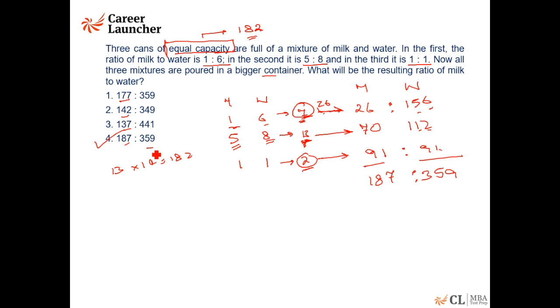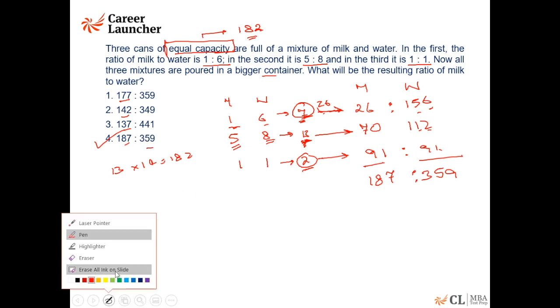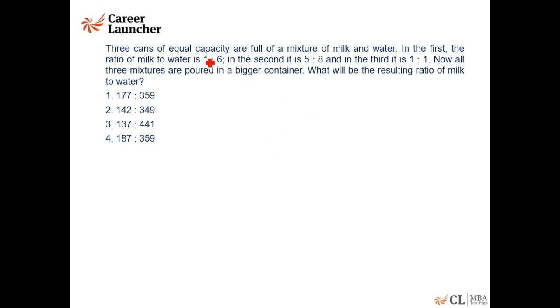Okay. So this is the mathematical approach of doing the question. But let me just stop here and go back to the question. We found that the equal capacity in each container has to be 182 liters. So if you look at all the three containers, the total volume of milk and water is going to be 182 into 3, which is 546.